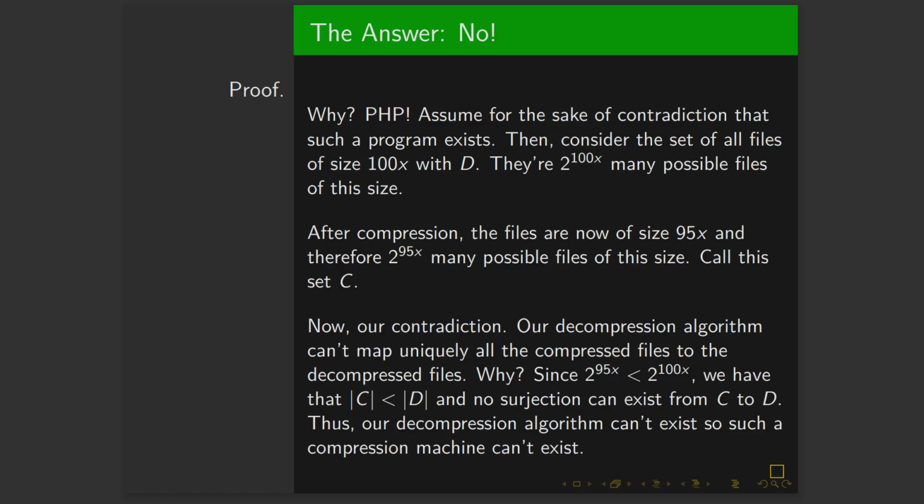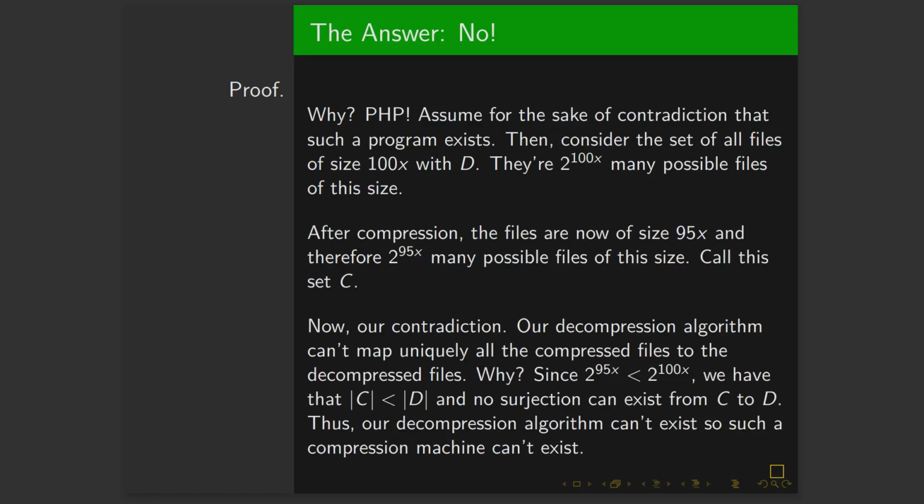The way we're going to do this is assume for the sake of contradiction that such a program does exist. Then consider the set of all files of size 100x, and we're going to denote this set with capital D. The size 100x doesn't really matter. You could use x itself, but 100x is really nice to work with because 100% to 95%. And there are 2 to the power of 100x many possible files of this size.